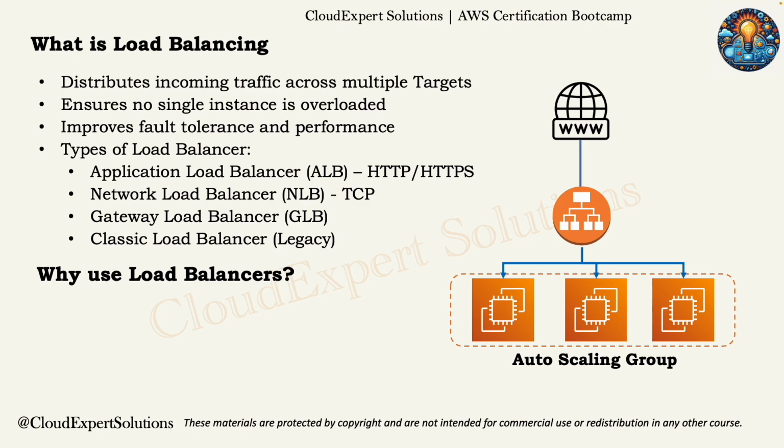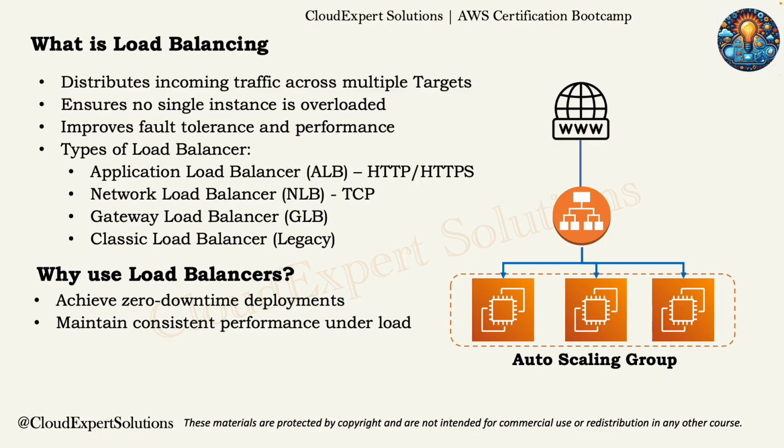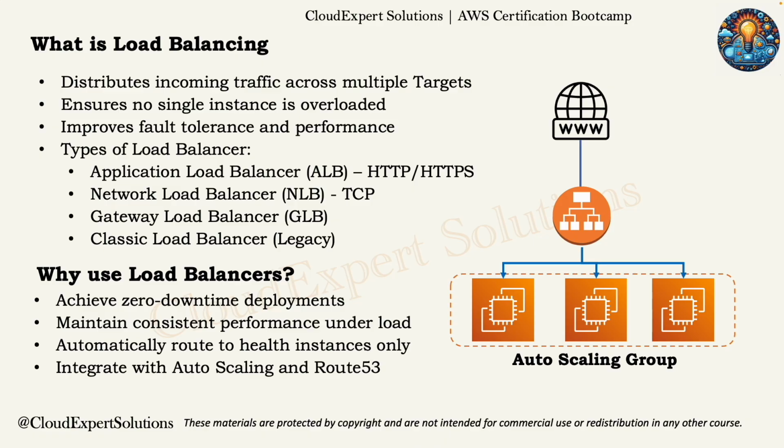Using load balancers, you not only distribute traffic but also enable zero downtime deployments like blue-green or rolling updates. It helps to maintain consistent performance under variable load. And load balancer also performs health checks and routes traffic only to healthy instances. You can combine auto scaling and Route 53 for DNS level control, and you can eliminate the requirement of static IP or elastic IP, and it will be central to any highly available architecture. Now let's understand an example of highly available architecture in the next slide.